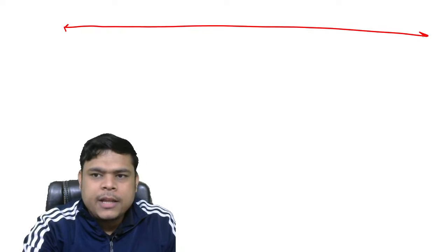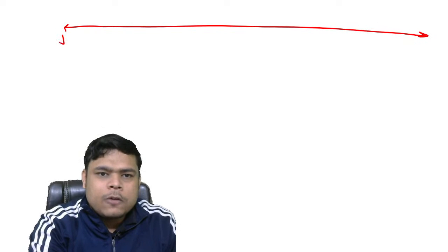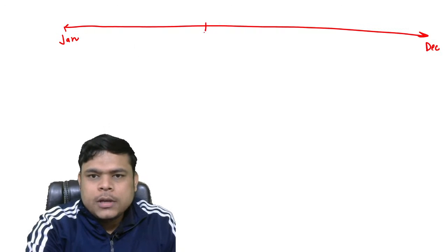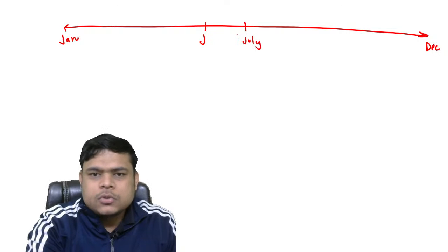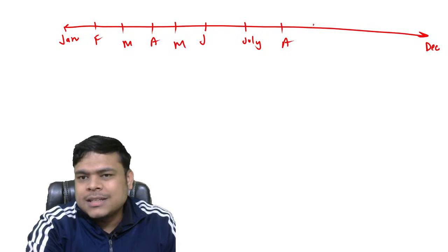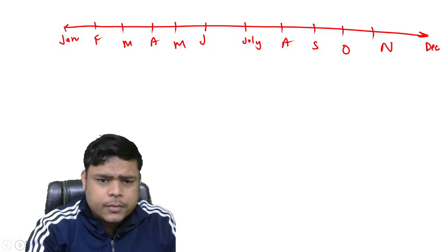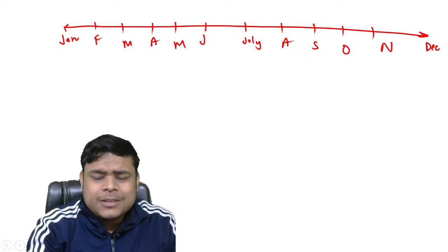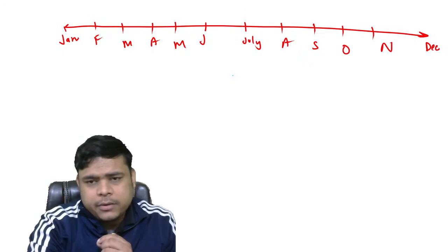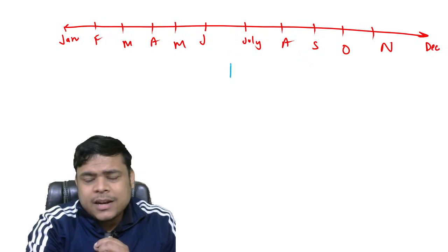Now, guys, if we look at the timeline of crops in India, so let's say this is the month of January, and this is the month of December, and this is the month of June, and this is the month of July. So this is January, February, March, April, May, and June. This is July, August, September, October, November, and December. Now, my dear friends, for the Kharif crops, we start their cultivation.